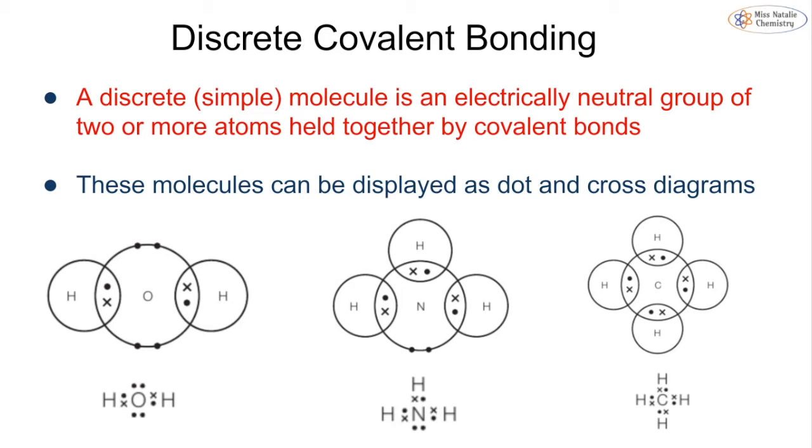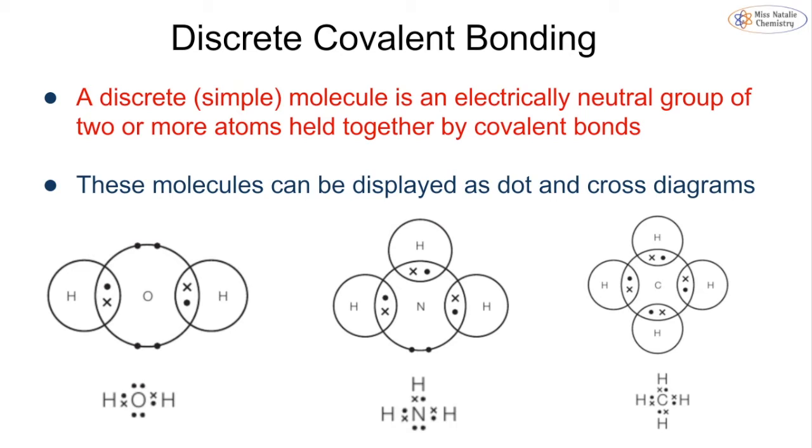Now, when we're looking at covalent bonds, we can then discuss what's known as discrete covalent bonding. And this is what you would have covered last year as covalent molecular bonding. Discrete just means individual, or sometimes it's called simple molecular. And these are an electrically neutral group of two or more atoms held together by covalent bonds. In other words, these are small molecules that have no charge overall, and they are made up of covalent bonds. For example, water, methane, ammonia.